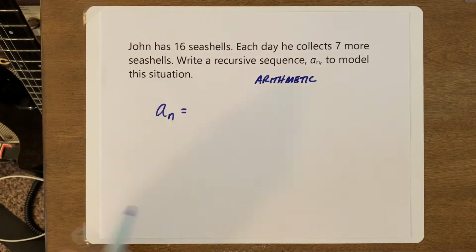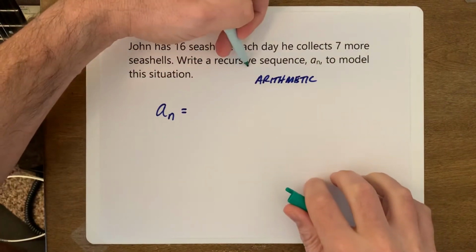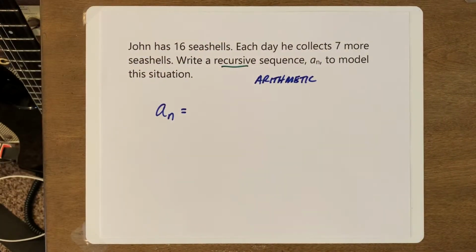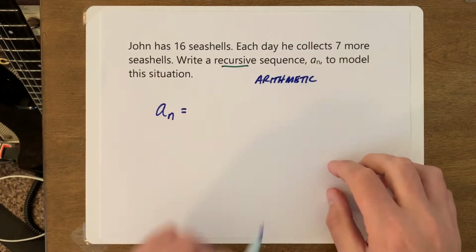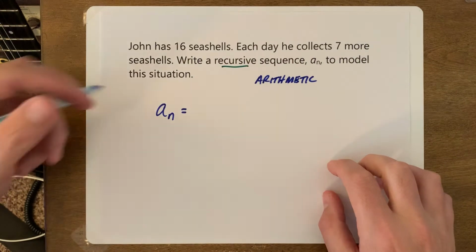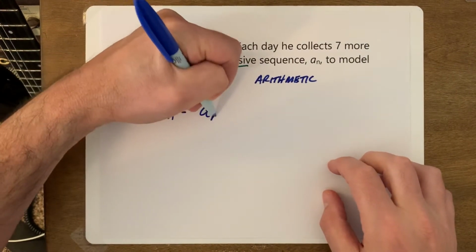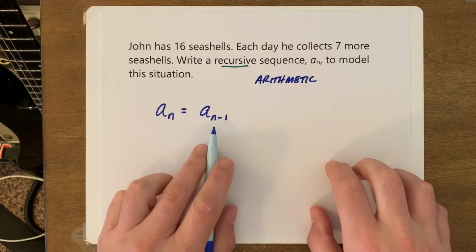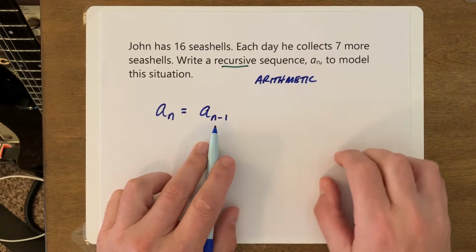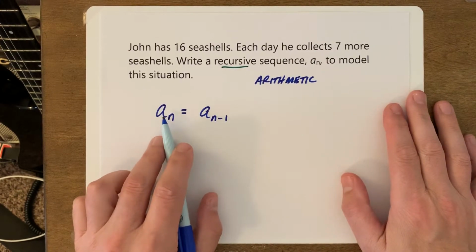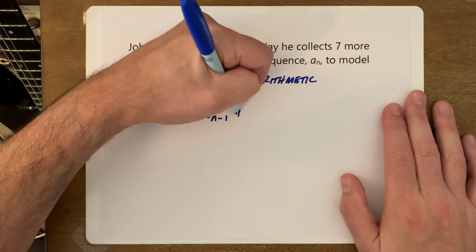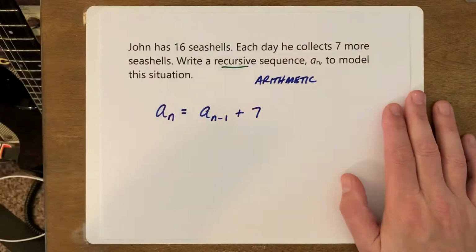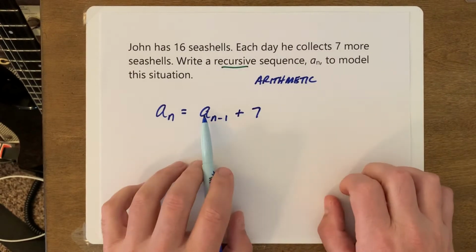However, we want to write a recursive sequence, so we need to make sure that we mark that up. Recursive sequence that's also arithmetic. Here's what we do. We say A sub n minus 1. That stands for the previous term. To get the next term, we take the previous term and we add 7 to it. So each time we're going to add 7 to the previous term.